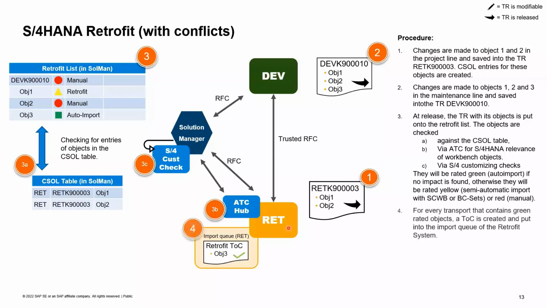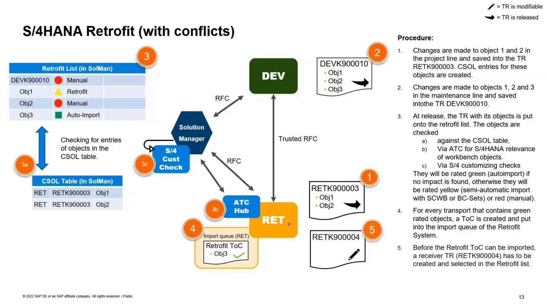So now the next step is that for the green cases, we can create an automated transport of copies, which will be created out of the landscape and will be imported into the retrofit system, which means into the project system of the S4. This could be done in an automated way for all the green cases. And so you can really reduce the human interaction here significantly. So what we need as a prerequisite before we do anything here, we need a so-called receiver transport request. And the receiver transport request will be created as part of the S4 retrofit system. So in that case, we have the number 4.